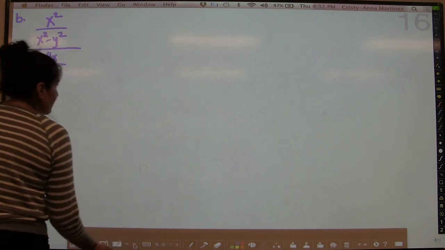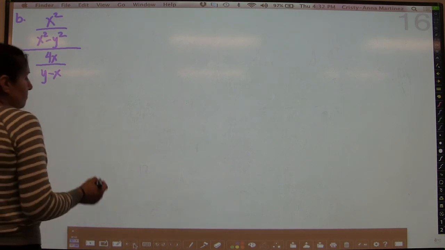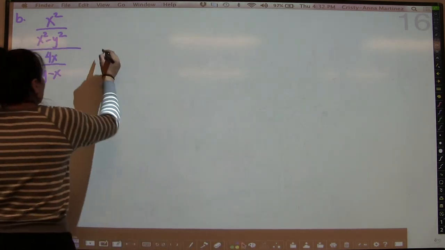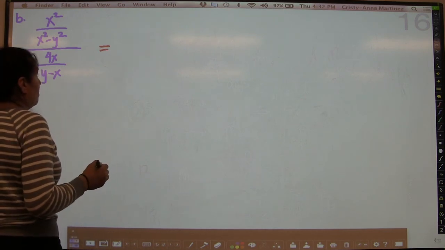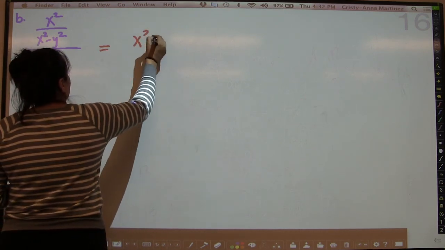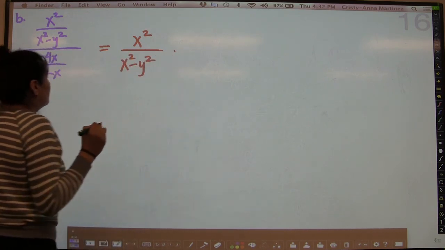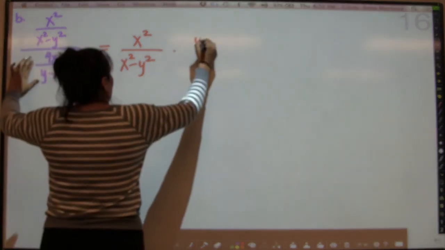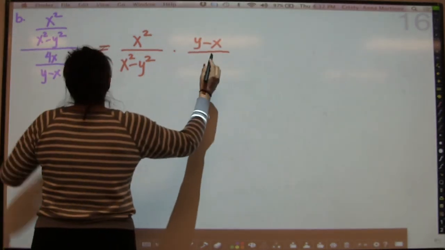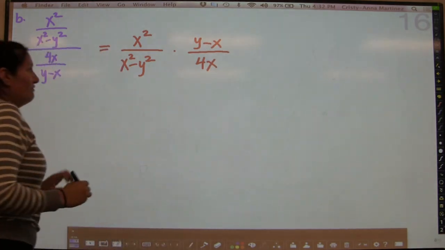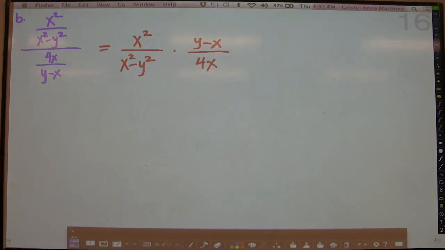So we'll do that one more time. And this time we'll just skip ahead to the shortcut, which is basically to just rewrite it as a multiplication problem. So I'm going to get x squared over x squared minus y squared, and then times the reciprocal of the bottom. So I'm going to get y minus x over 4x. Just like that. Now if that's too confusing for you, you're always welcome to rewrite it with the division symbol and then go forth from there. But it's going to be x squared over x squared minus y squared times y minus x over 4x.